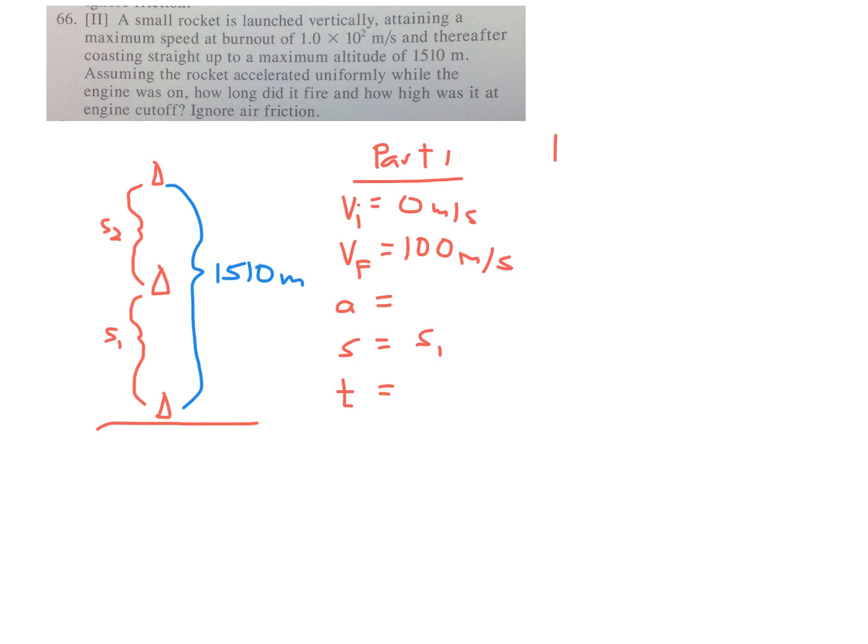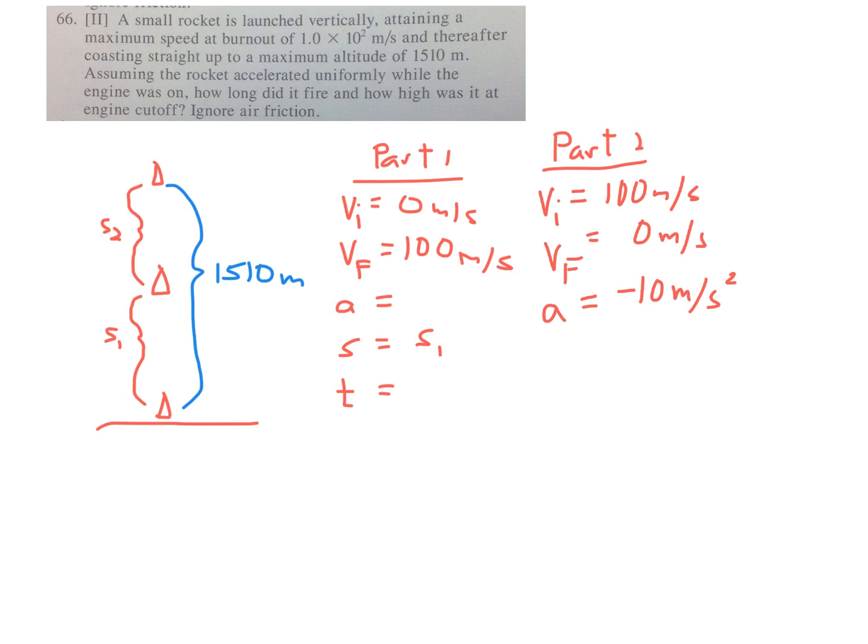Then in part 2, and we'll connect these together in a minute, we have a V initial that is the 100 meters per second. It's the V final from part 1, and the V final here is going to coast to a stop, so it's going to end up at 0 meters per second. And now the acceleration, we'll use the rounded off value, negative 10 meters per second squared instead of negative 9.8, because it's slowing down. And then we have S, which would be S sub 2, and T is unknown.